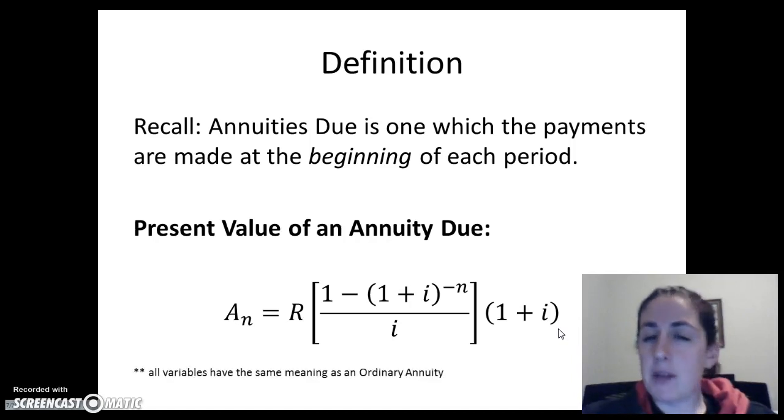All the variables have the same meaning as in an ordinary annuity. This is the lump sum you need to withdraw from. These are your continual equal withdrawals. i is r over m, interest rate over number of compounds. n is m times t, number of compounds times time.